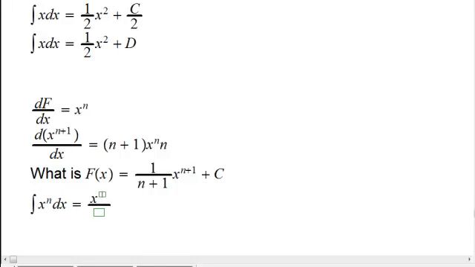x to the power n plus 1 over who? N plus 1 plus a constant, and here we not times a constant, plus a constant, and we must mention what? That n is not equal to -1, otherwise we will have an illegal denominator, right? Is everybody good so far?